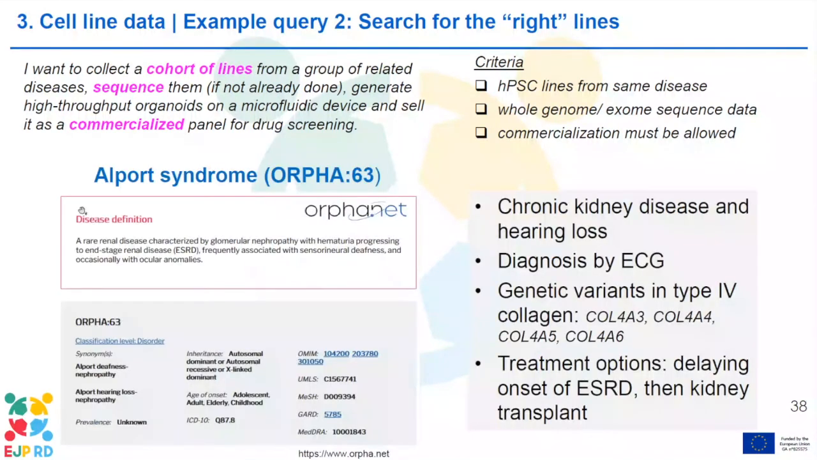So for this example, I've just chosen Alport Syndrome. Alport Syndrome is a rare renal disease, and here's the entry from Orphanet once again. And it's a chronic kidney disease and results in hearing loss. Oh, diagnosis is not by ECG, that's something else. Genetic variants in this disease are usually in the type 4 collagens. And as for the treatment options, all one can do is delay the onset of end-stage renal disease and then ultimately get a kidney transplant.